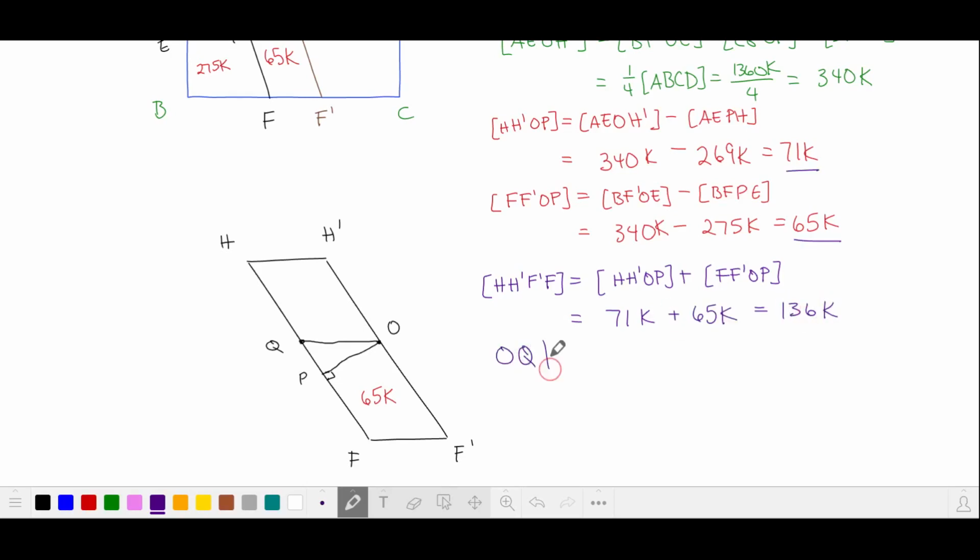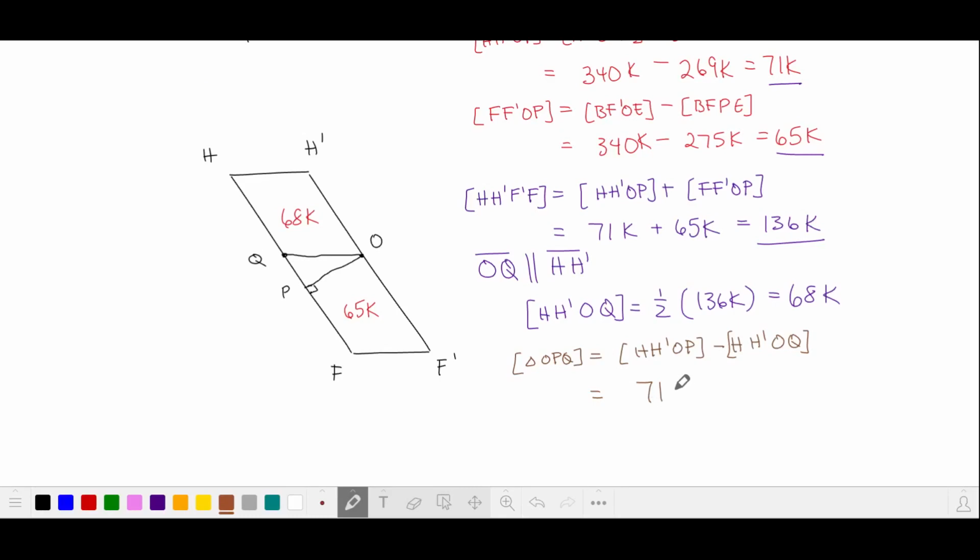Since OQ is parallel to the sides of our square, it divides this into 2 other parallelograms of equal area. So H prime OQ is half of 136k. If this is 68k up here, we can find the area of triangle OPQ by subtracting it from 71k, and we get 3k for our triangle.